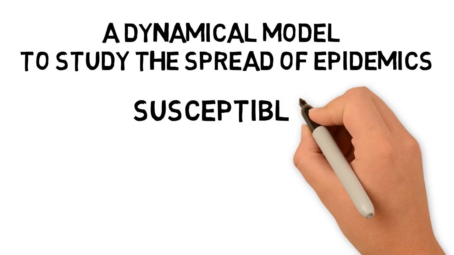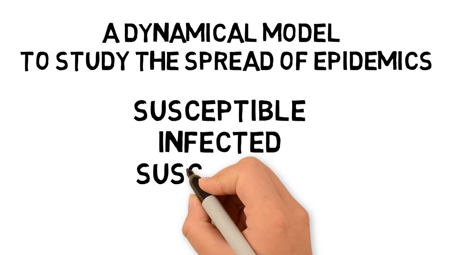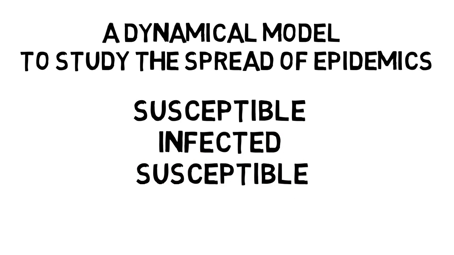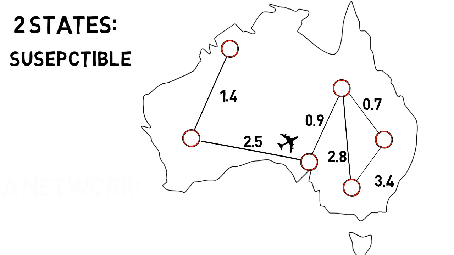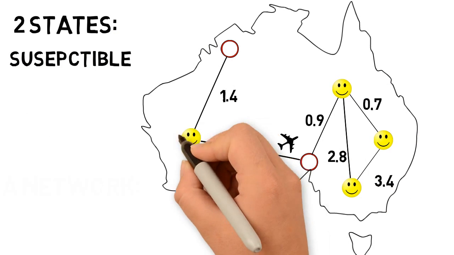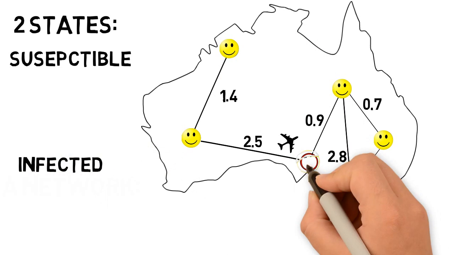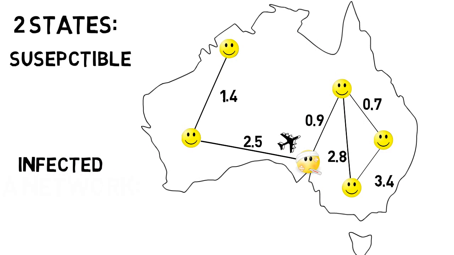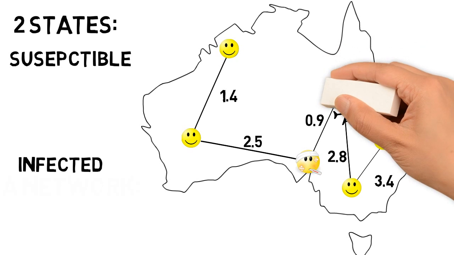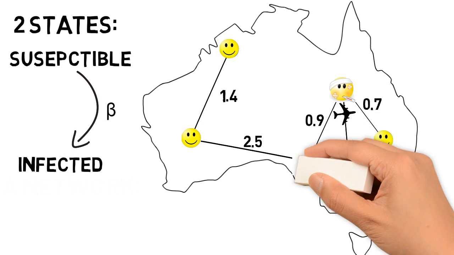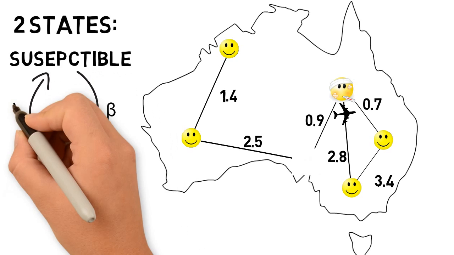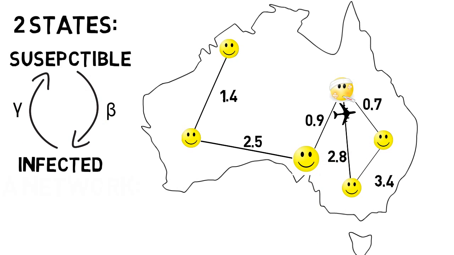A classical model for the propagation of epidemics is the susceptible-infected-susceptible model, or in short, SIS. In this model, each vertex has two states, susceptible and infected. At each time point, an infected vertex can infect a susceptible one with probability beta. Infected vertices can recover and become susceptible again with probability gamma. Then this process is repeated on and on to mimic the dynamics of a disease.